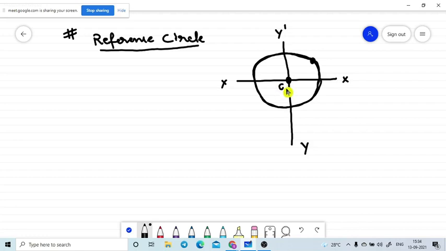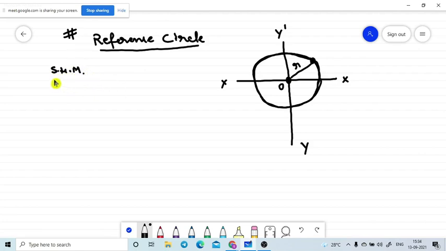Let me take the origin as O, with a distance of the radius of the circle, R. R is the radius of the circle. So it is rotating about a particular point. Now our goal is to find which position will explain the simple harmonic motion. That's our goal. Our topic is simple harmonic motion, SHM.